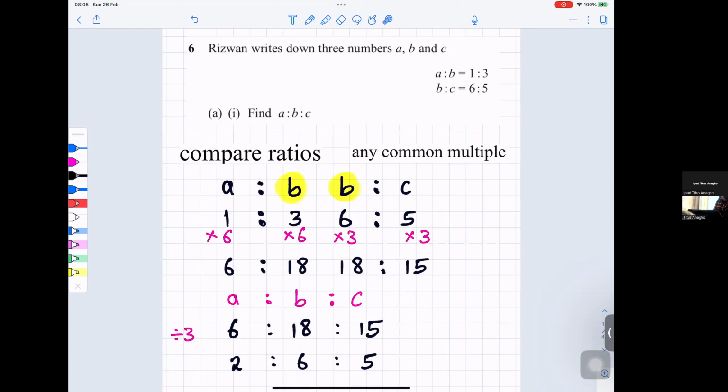Now you can simplify. Divide all of them by 3. 6 divided by 3 is 2. 18 divided by 3 is 6. And 15 divided by 3 is 5.